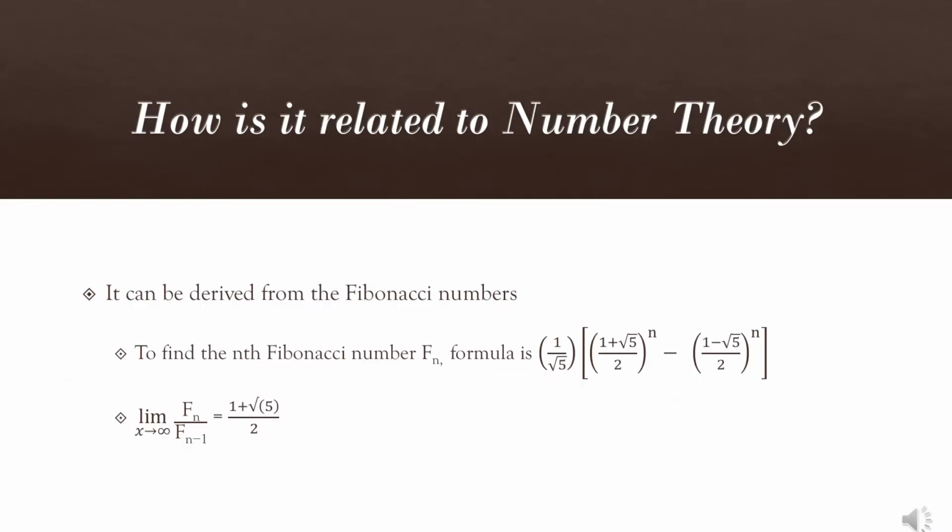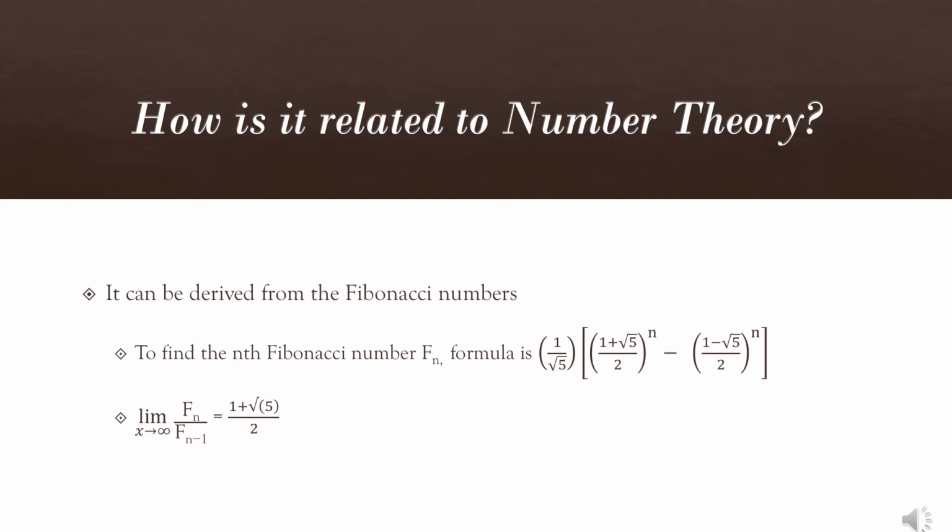So how is the golden ratio related to number theory? It can be derived from the Fibonacci numbers. A number f sub n is equal to the sum of the two values prior to it, beginning with 1. 1 plus 1 equals 2, 1 plus 2 equals 3, 2 plus 3 equals 5, and so on and so forth.